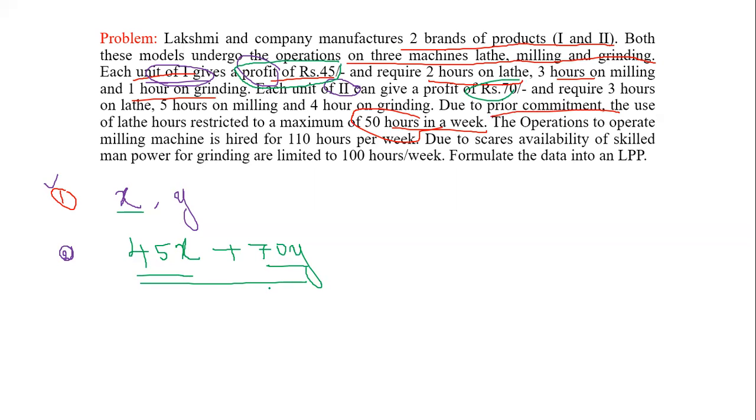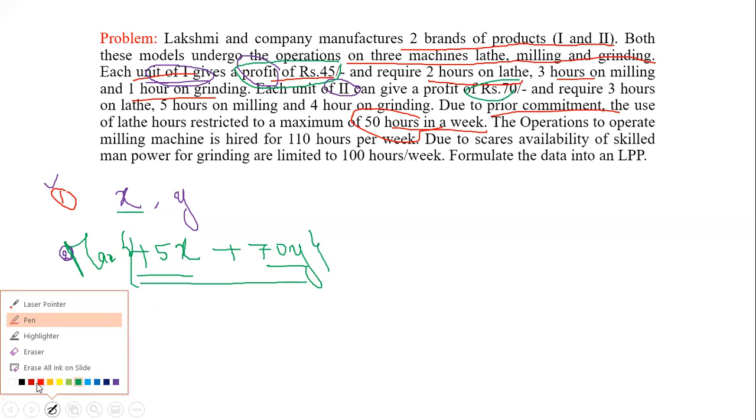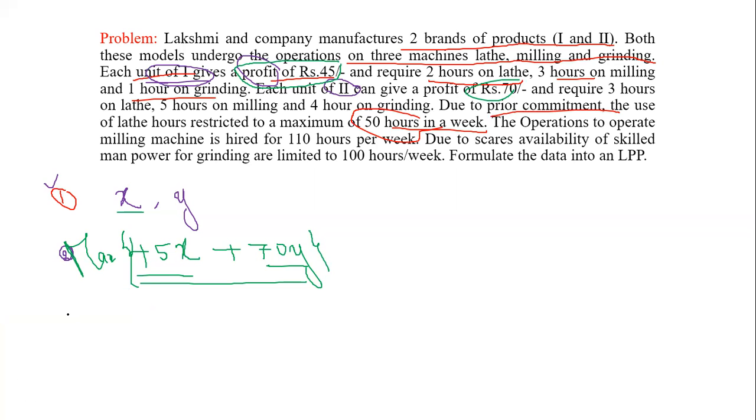So this is the objective, and the objective is profit. Ultimately, the objective function should be either maximize or minimize. So it is a profit function. Therefore, it should be maximize. That's it. Initially we selected the variables, and now we have set the objective function. The third one is the constraints.